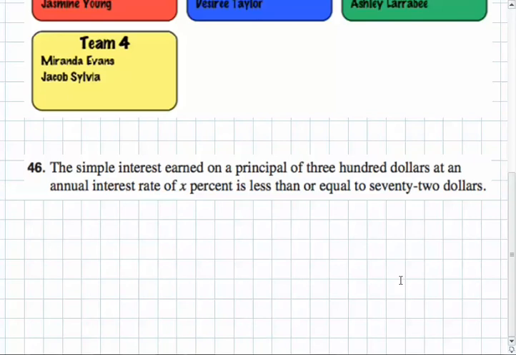We're supposed to write this as an algebraic expression, right? The simple interest earned on a principal. What does principal mean? Does anybody know what that means? Oh, I thought it was a person. Yeah, me too. It means starting amount.